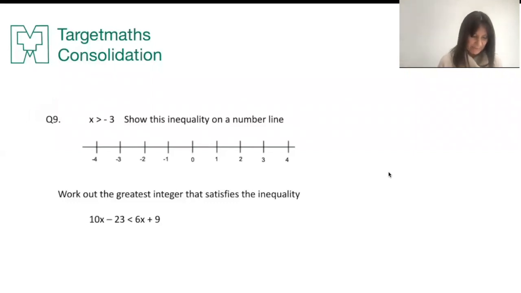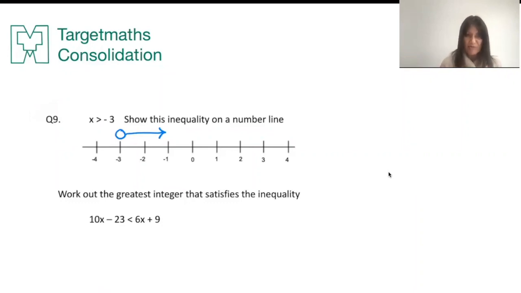Okay, so let's take a look. First part of this question is asking us to show the inequality on the number line. So I can see it's going to be an open circle at minus 3, and we're pointing up the number line because x is greater than minus 3.